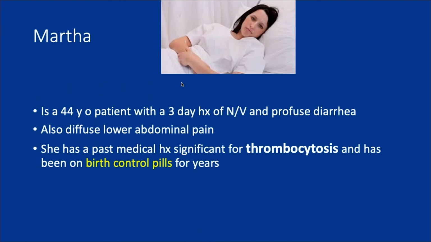Let's now talk about Martha, a different situation entirely. Martha is a 44-year-old patient with a 3-day history of nausea, vomiting, and profuse diarrhea, diffuse lower abdominal pain, and past medical history significant for thrombocytosis, and she has been on birth control pills for years. And some of you are already thinking, what may be happening?